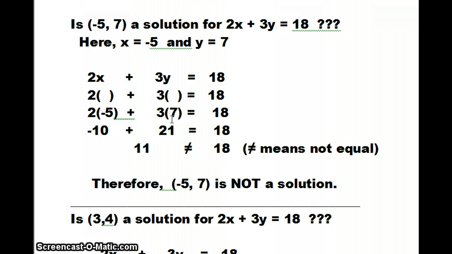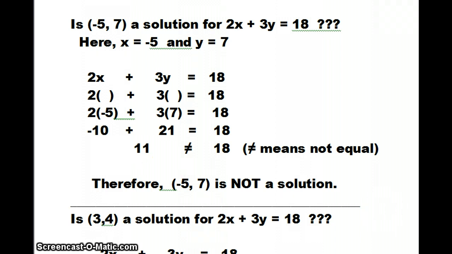We go through with our order of operations then. 2 times negative 5 is negative 10. 3 times 7 is 21. Negative 10 plus 21 is 11, but 11 is not equal to 18. That means that negative 5 and 7, that ordered pair, is not a solution to our equation.